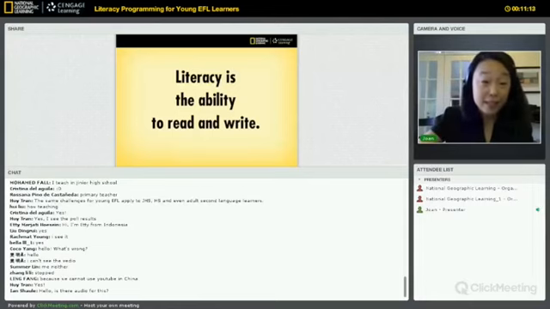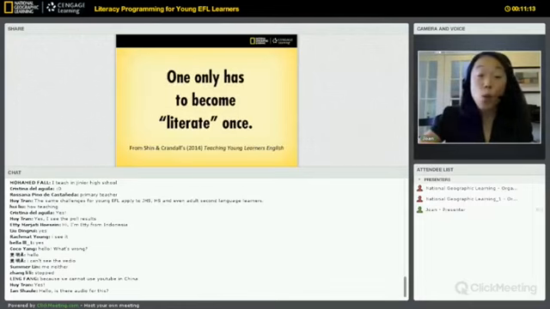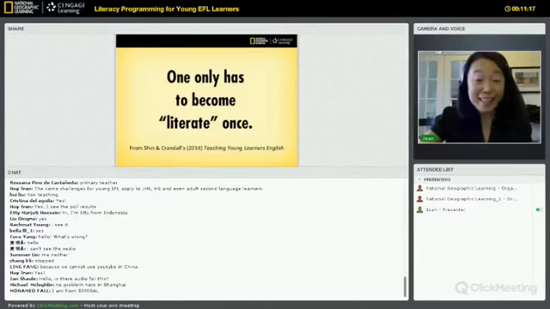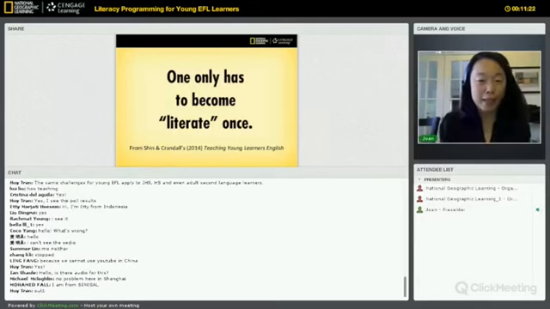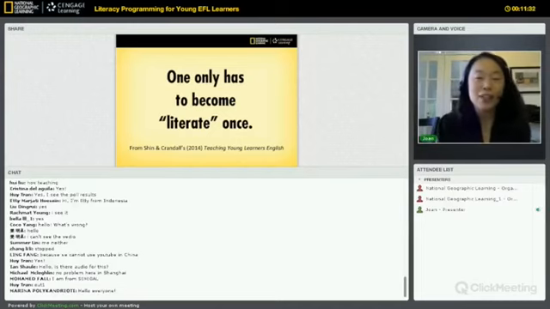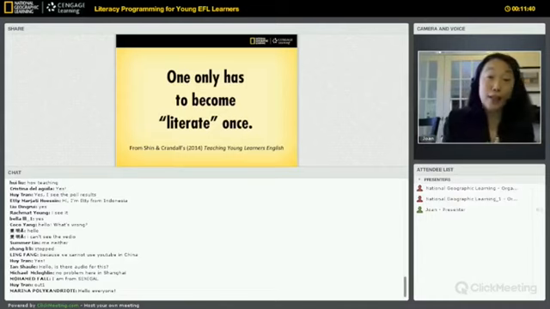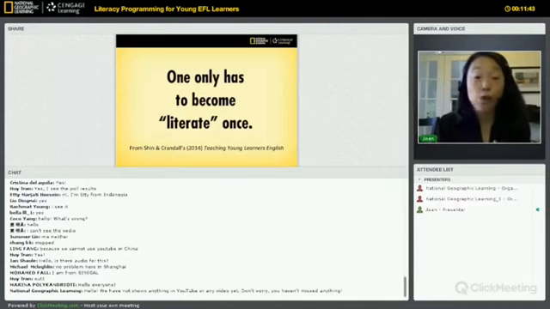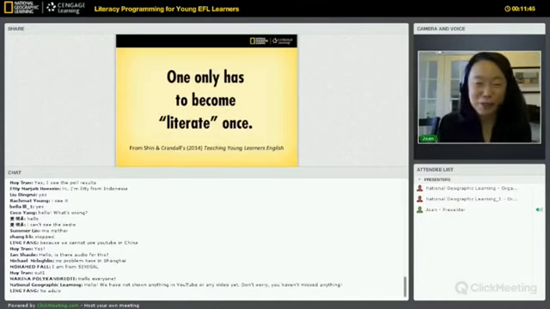Okay, but the good news is that one only has to become literate once, because these skills in literacy are transferable from the first language to the second language. That is, this understanding of the connection of oral language to print. So it's been well established that skills used in reading and writing in the native language can transfer to another language and serve as a foundation for literacy in a new language.